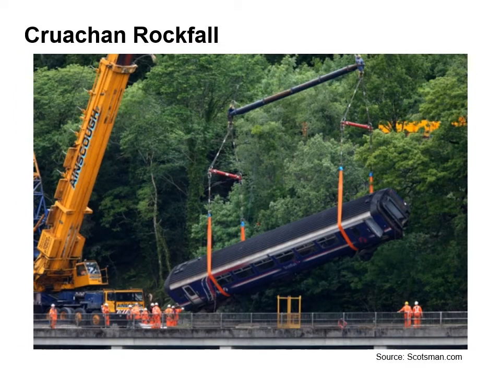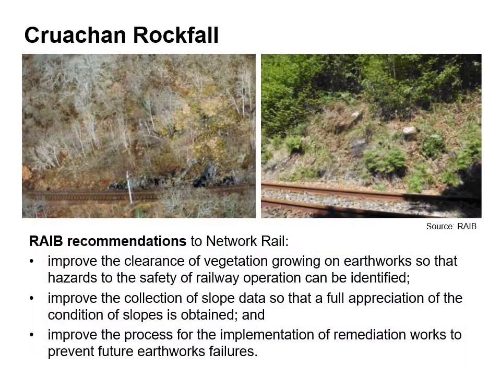This photograph shows the lifting operation, and as you can see, this is no mean feat. So the RAIB recommendations to Network Rail included improving the clearance of vegetation growing on earthworks so that hazards to the safety of the railway could be identified. Also improve the collection of slope data so that a full appreciation of the condition of slopes could be obtained, and improve the process for the implementation of remedial works to prevent future earthworks failures.